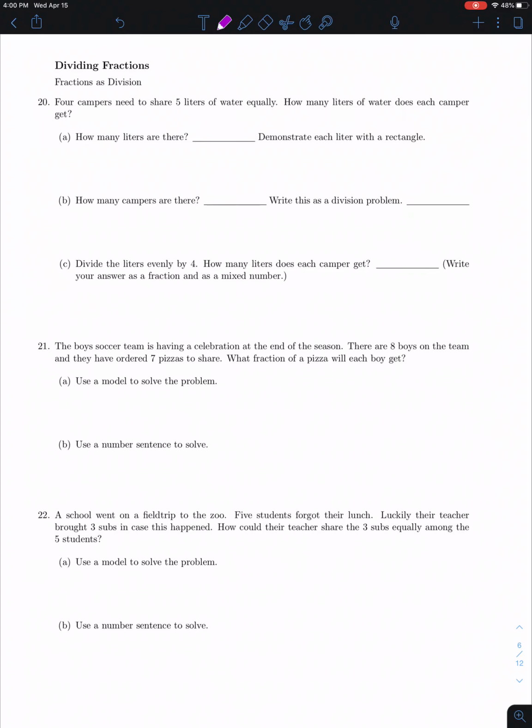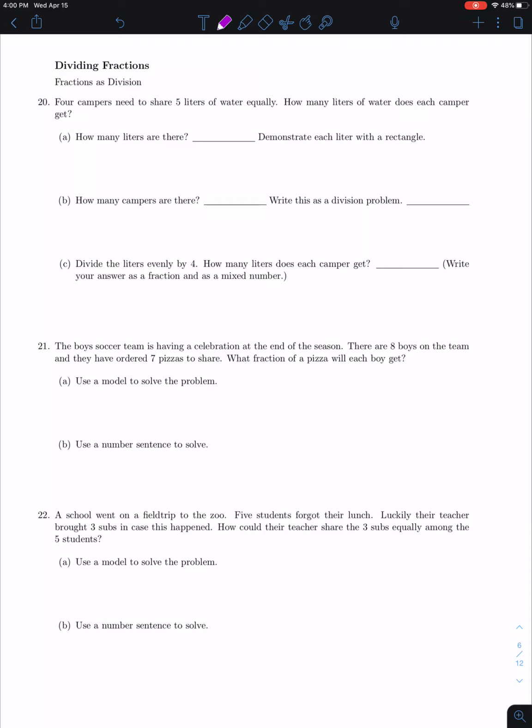So how'd everybody do with multiplying fractions? Hopefully they went pretty well. Again, if you get stuck, don't hesitate to ask. I'll be around the computer all day today, so don't feel like you're bothering me. I love to answer questions, so just let me know what's going on.